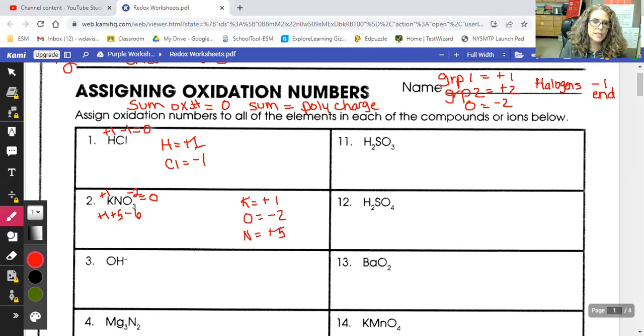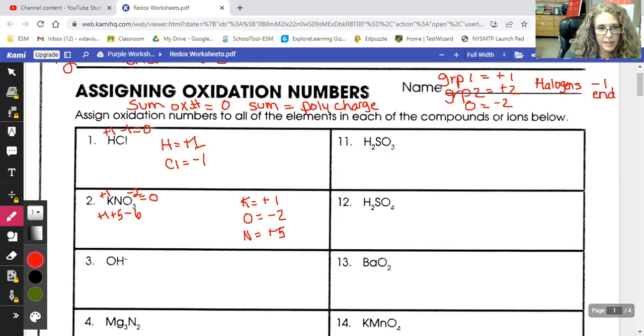So when we wrote formulas at the beginning of the year, we would just use the first negative charge for our nonmetals. But once those nonmetals are in the middle of a compound, like that nitrogen, we're going to have to use some math to figure out that charge by using the known charges that surround it.